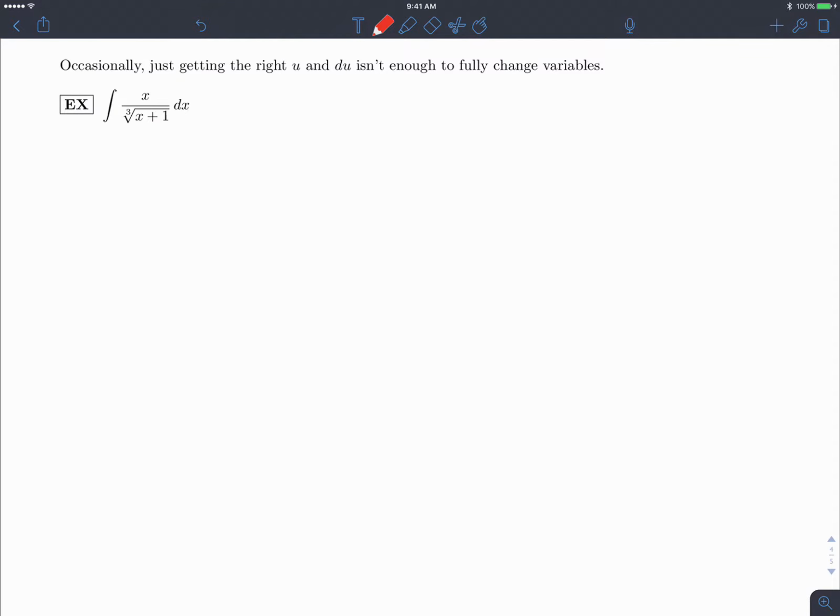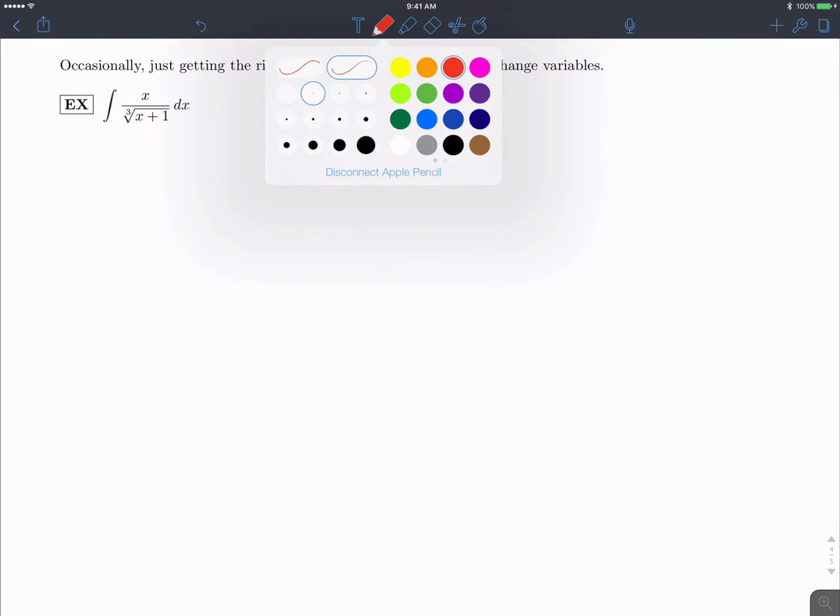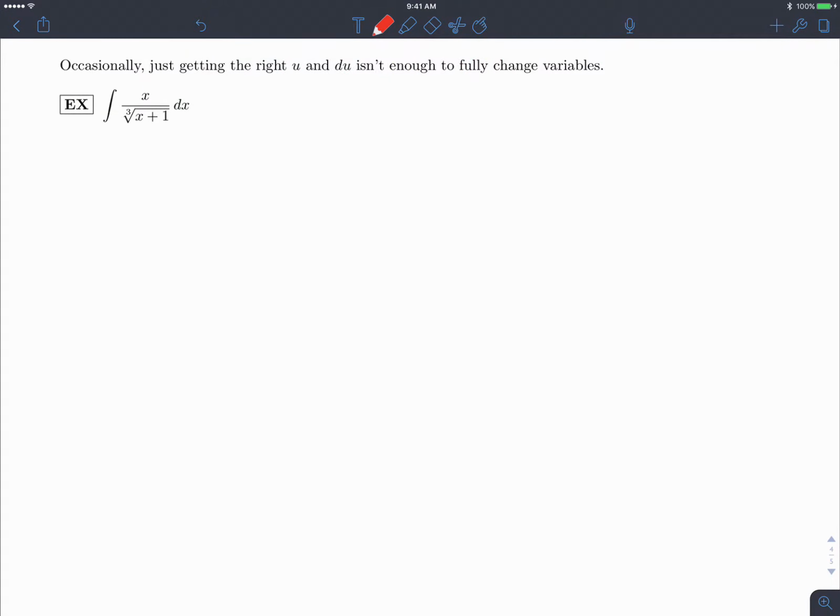So we need to pick ourselves a u here. And in this case, let's try the thing under the radical. So in this case, if we were to let u equal x plus 1, which means that our du is going to be equal to dx, let's see what that leaves us with as an integral. So now we've got the integral of, well, we didn't really take care of this x, but we do have the cube root of u and then a du right there. So we've got this lonely little x sitting here.